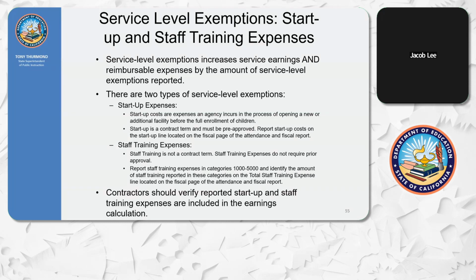Staff training, on the other hand, is not a contract term. Staff training expenses do not require prior approval. Report staff training expenses in categories 1,000 through 5,000 and identify the amount of staff training reported in these categories on the total staff training expense line located on the fiscal page of the attendance and fiscal report. Contractors should be verifying that reported startup and staff training expenses are included in the earnings calculation.